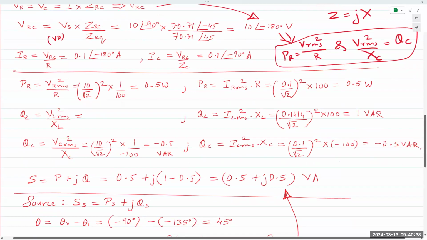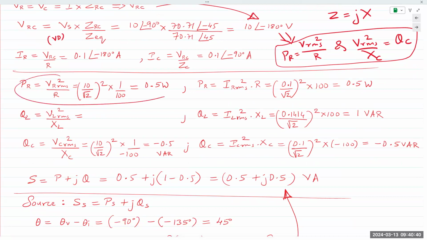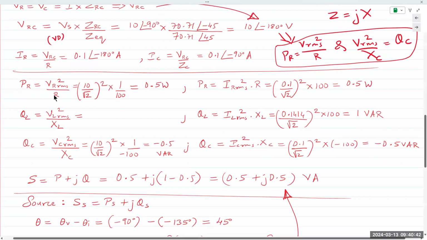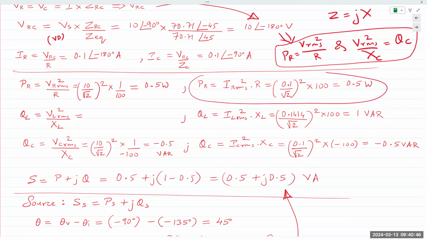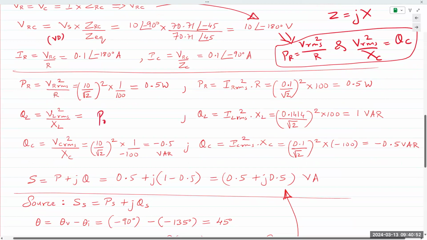Okay, so using V square over R, you get 0.5 watts. Actually, you don't need to practice, it's already there. And I square times R also gives you 0.5 watts. Same answer, no difference. Practice this.